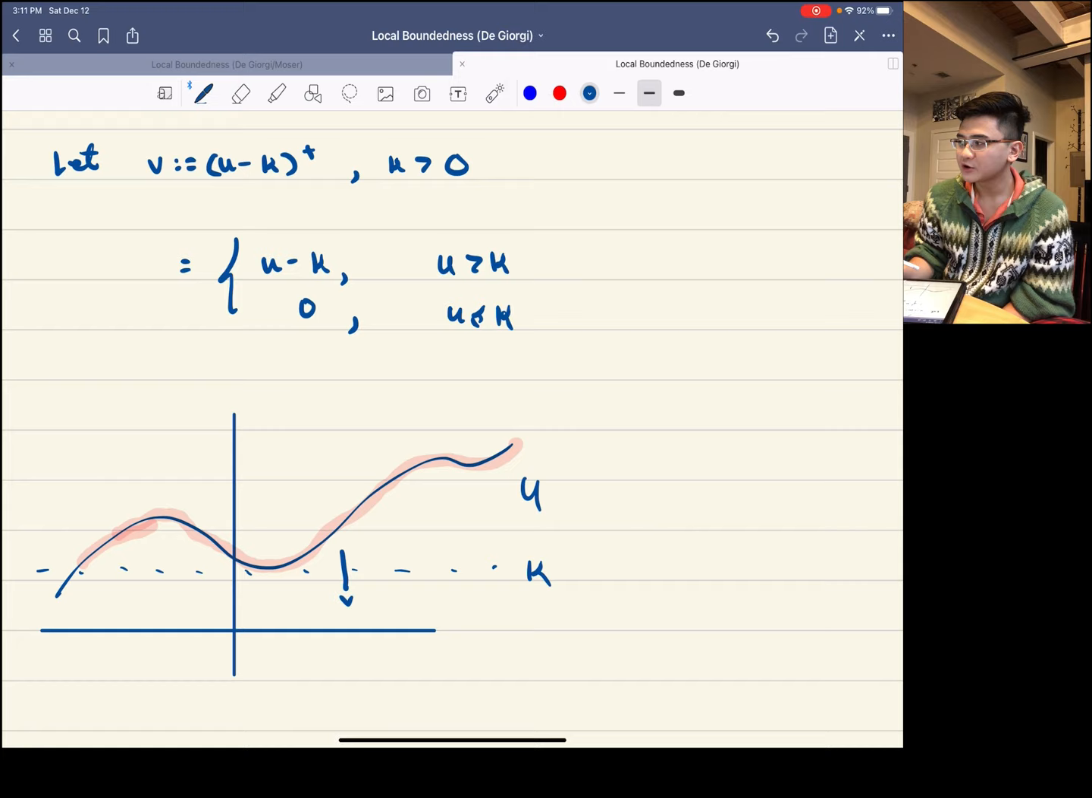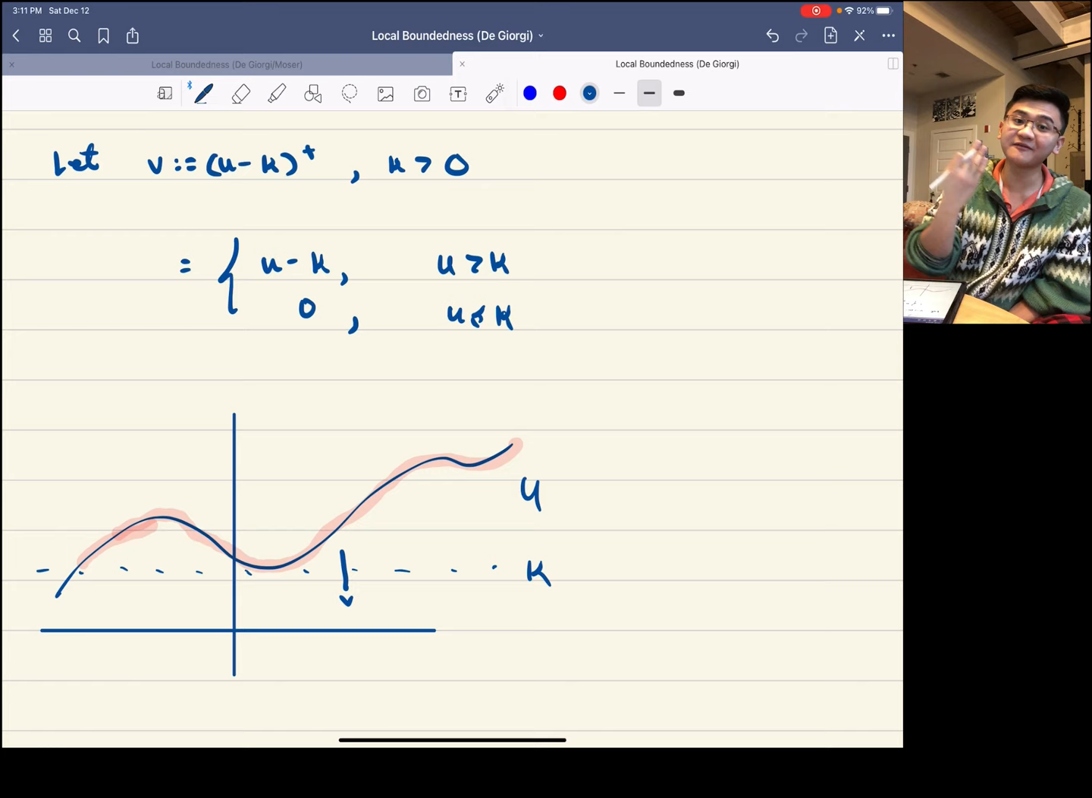And you might be wondering, why do that? But this aligns with the idea that we presented earlier, that we're comparing regions where U would be big and where it would be kind of small. So you will see later on that defining V this way is going to be very natural to the method. Okay, so we have this V here.